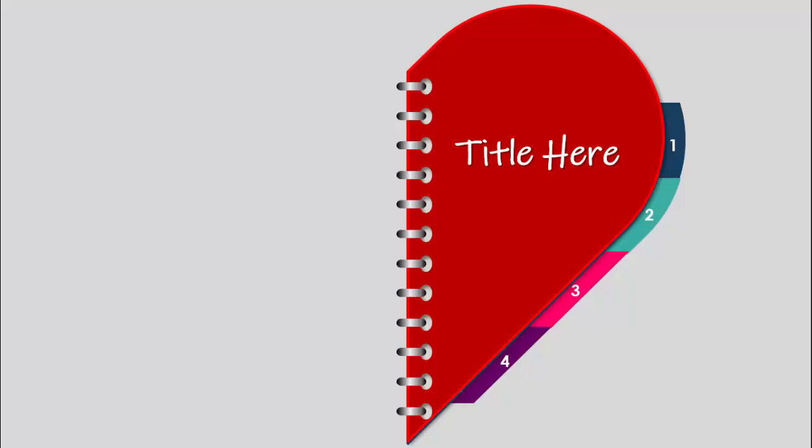In today's tutorial, I'm going to show you how to create a heart-shaped notebook design slide in PowerPoint, and this is how the slide looks. You can see here I've just put the title here and I've added 4 pages, page 1, 2, 3, 4 with different color combinations, and I've added the spiral binding effect here. And when I click, the heart opens.